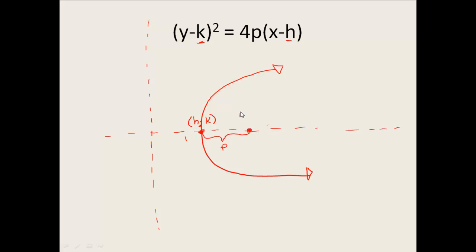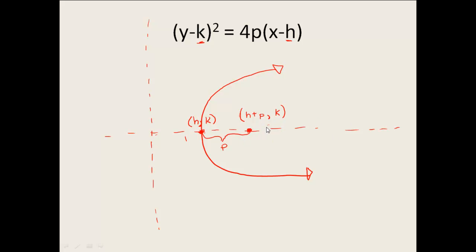What that means for the coordinates of our focus, you think of this in terms of x and y's. To get to my vertex, I have to go over h and up k units. To get to my focus, I have to go over h plus p more. So my x-coordinate of my focus is h plus p. And then my y-coordinate, I don't go up or down compared to my vertex, so my y-coordinate stays k.